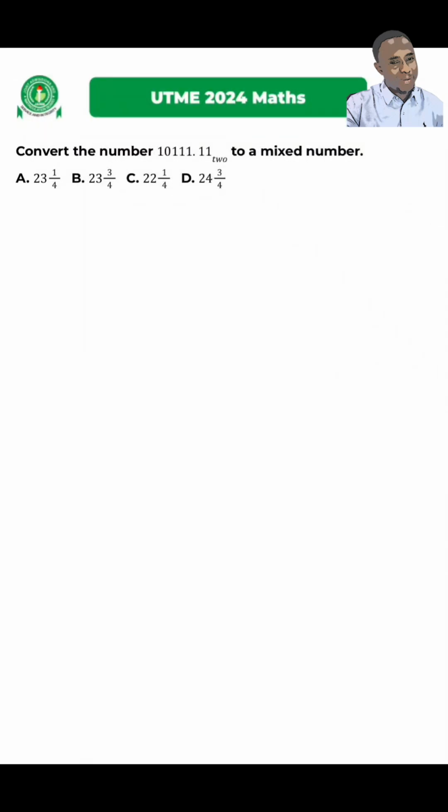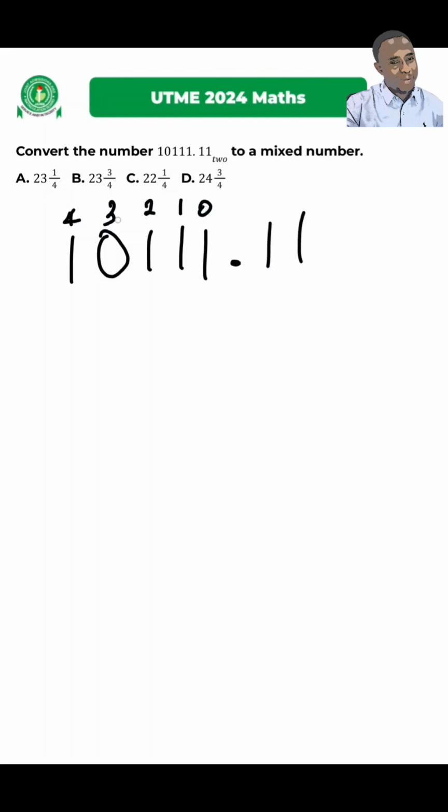But the number 10111.11 base 2, convert it to base 10. How do you do that? Just try to remember how we convert binary to base 10. That's decimal. In 10111.11, remember that we count the powers 0, 1, 2, 3, 4, and for the other ones, we do -1 and -2.